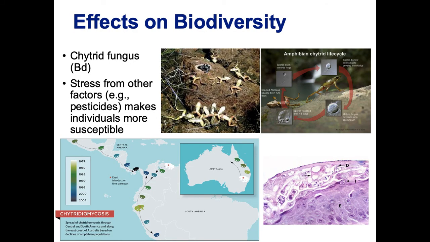Another example is the chytrid fungus. Amphibians are, of the vertebrate groups, like birds, mammals, reptiles, amphibians, the most threatened of all those groups. About a third of amphibians are threatened with extinction. A third of the species, not a third of the individuals. And a huge part of that is a fungus called the chytrid fungus. And it has been spreading, and some of the biggest declines have been in Central America, where whole groups of frog species have been wiped out. And this has caused massive extinctions.